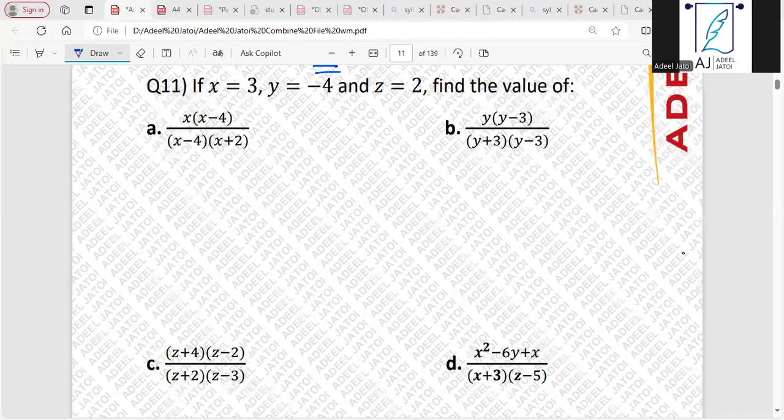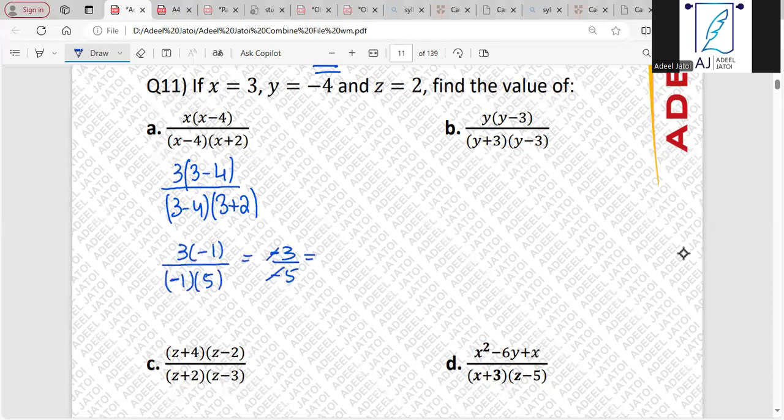Let's work upon question number 11 now. We already know that x is 3, y is minus 4, and z is 2. So just substitution is required. So substitute करेंगे ताकि obviously बात है उसके answers आ जाए, right? So 3 minus 4 is minus 1 upon 3 minus 4 is minus 1, and this should be 5. So the answer for this is minus 3 upon minus 5. So minus minus cancel, so the answer would be 3 upon 5. ठीक है जी?